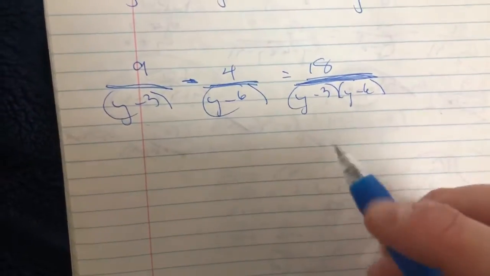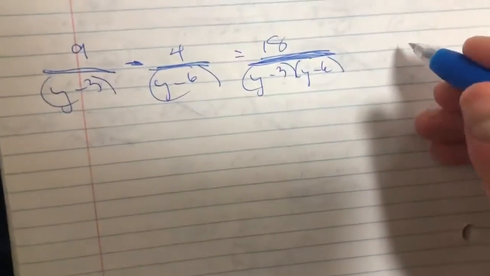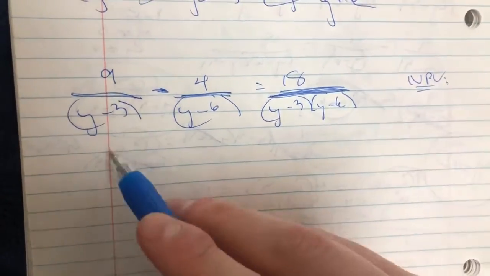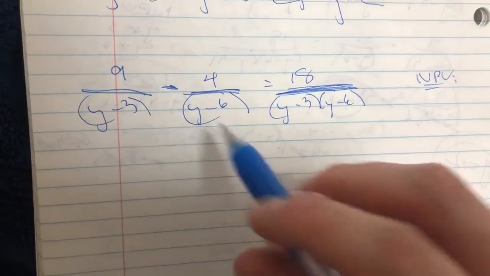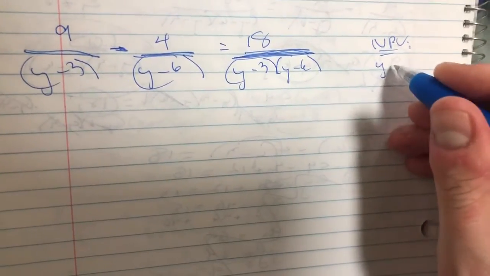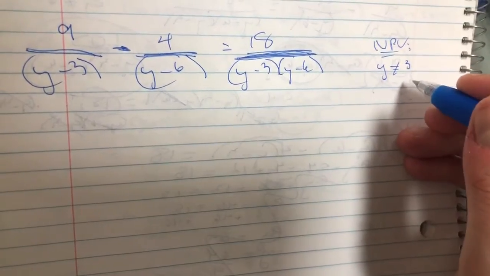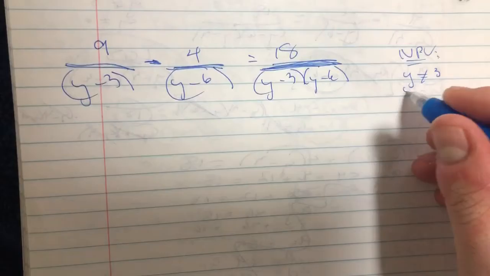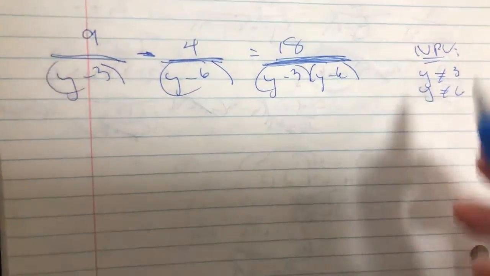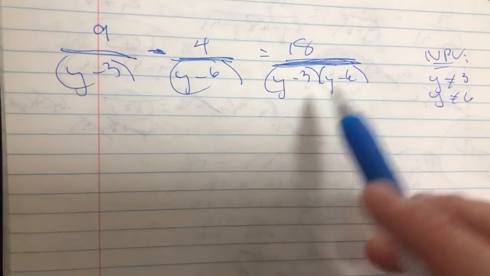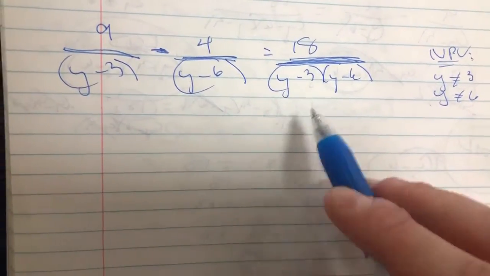And so first of all, let's state the non-permissible values. So NPV right over here, we can see that y cannot be equal to 3. That'll be problematic, right? So y cannot be equal to 3. Also, over here, y cannot be equal to 6. And on the right-hand side of the equation, very same non-permissible values, so we don't need to worry about stating those.